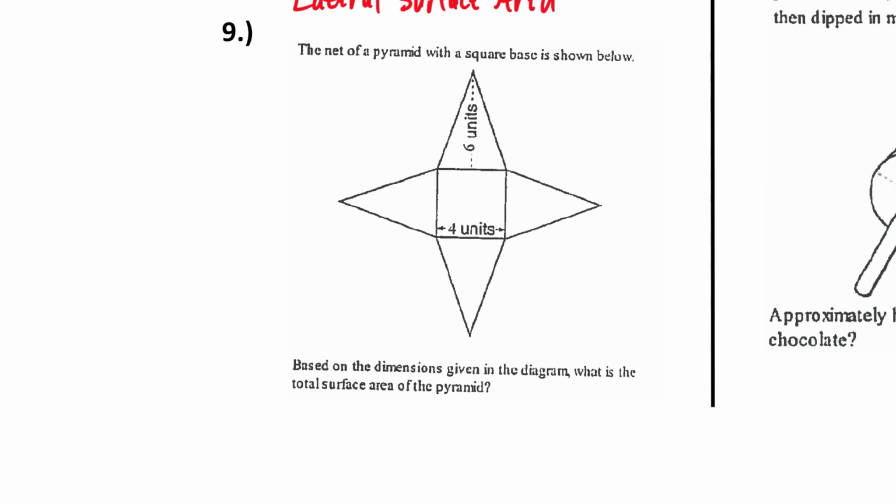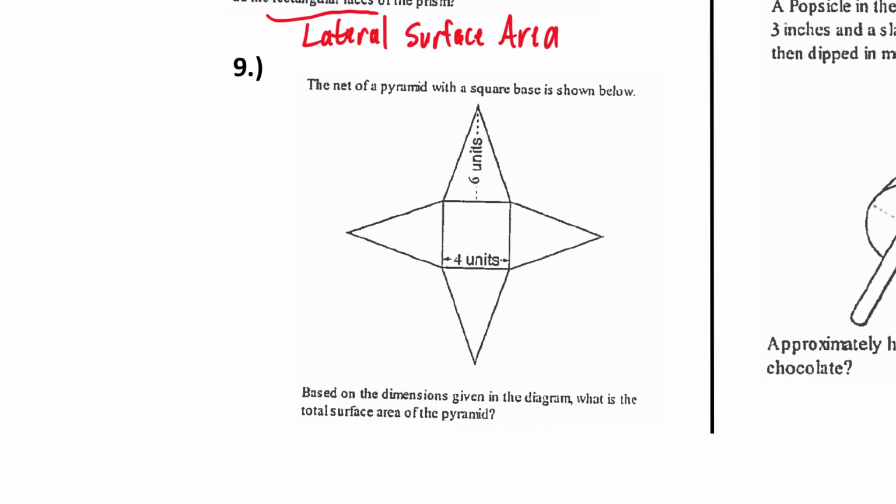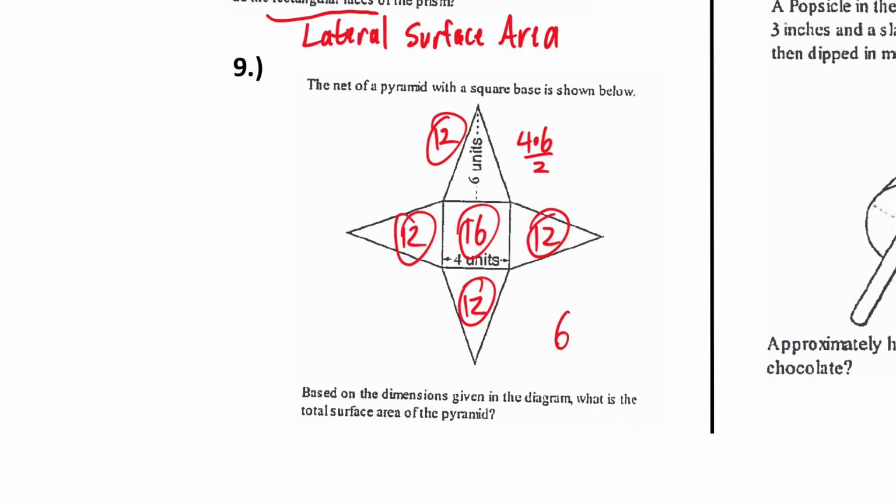All right, number 9 says, what's the surface area of this net of a pyramid? So you just find the area of all 5 pieces and add that up. So for the triangle, it's going to be 4 times 6 divided by 2, which is going to be 12. And then for the base, it's 4 times 4, which is 16. So I'm just going to add up all 5 of those numbers. So 48 plus 16 is 64.